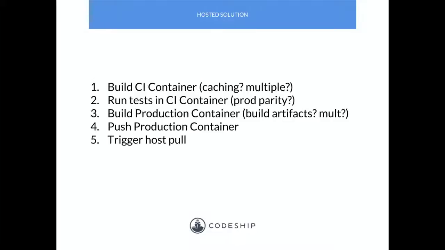When you're running your tests in a CI container, it's up to you to make sure that that CI container has good parity with your production containers. So that's on you, but you sort of have to figure it out. And then for building the production containers, it still can be kind of tricky to build your build artifacts and build your production containers, especially when you start building multiple of those containers and pushing them up and orchestrating them.